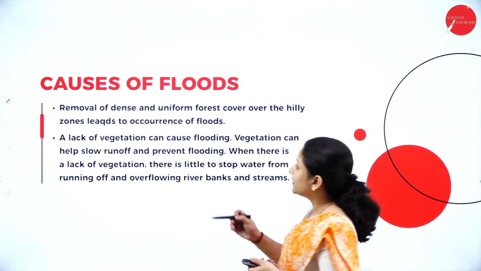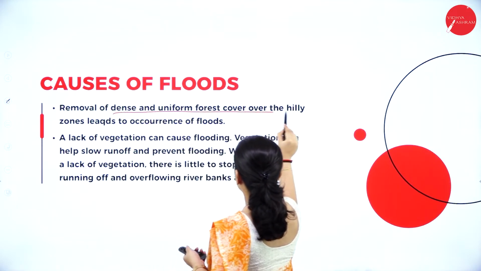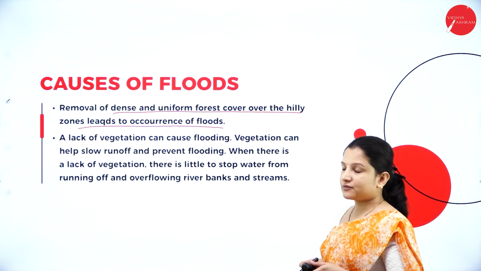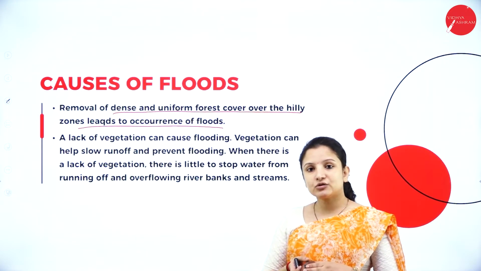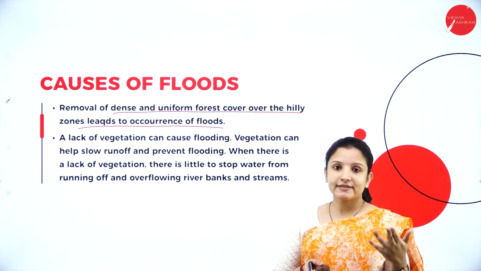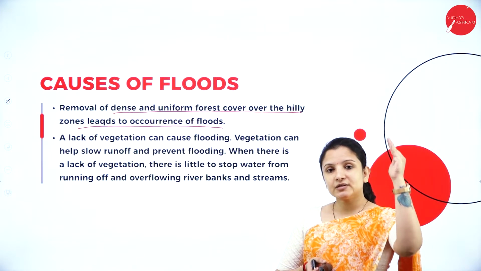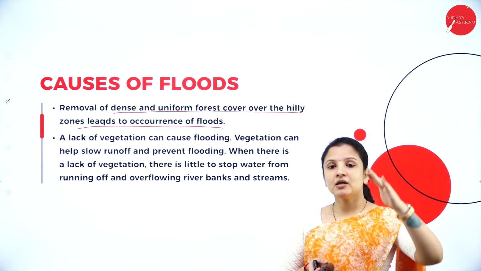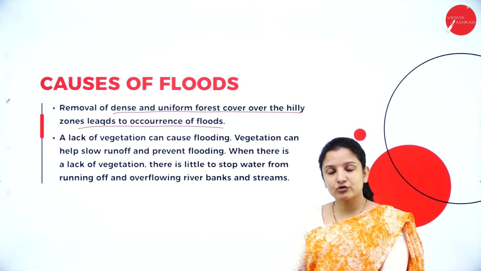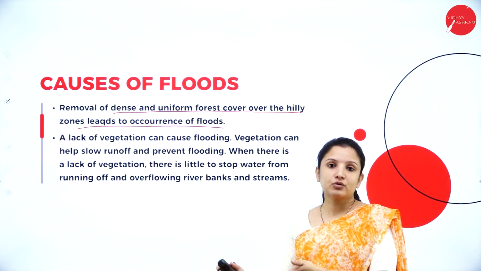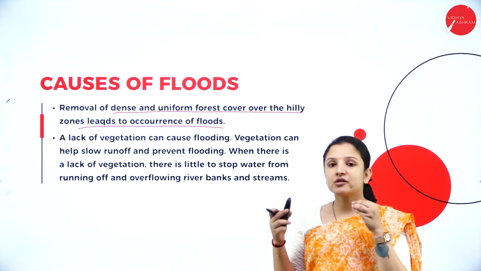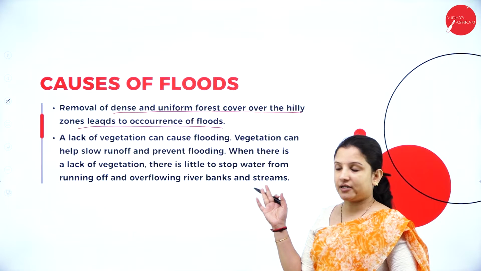Then, removal of dense uniform forest cover over the hilly zones can also lead to the occurrence of floods. Why? Because in the hilly zones, when deforestation is done or cutting of trees is done, when the heavy downpour is there, landslides will occur. When the landslide occurs, it will move to the lower levels wherever water is flowing. That can even change the direction of water, leading to flooding.